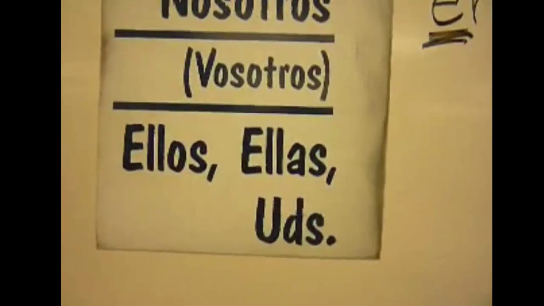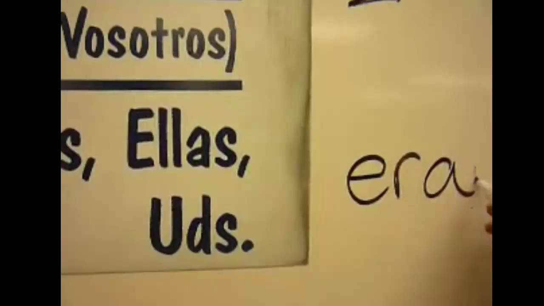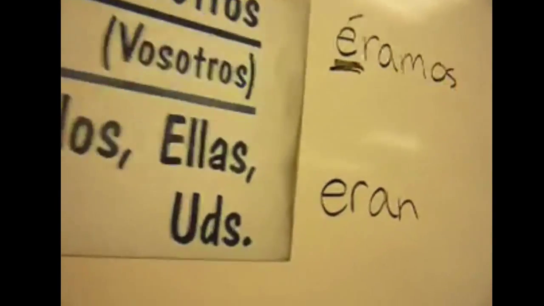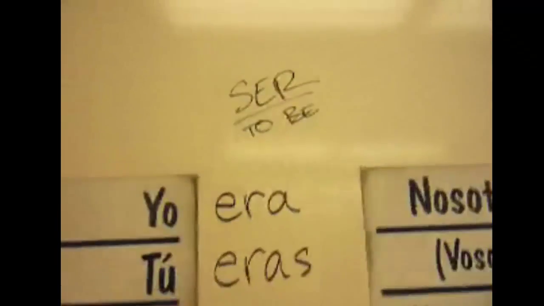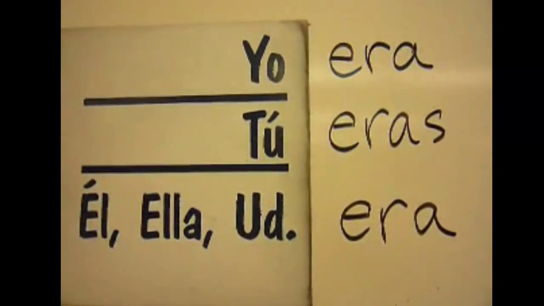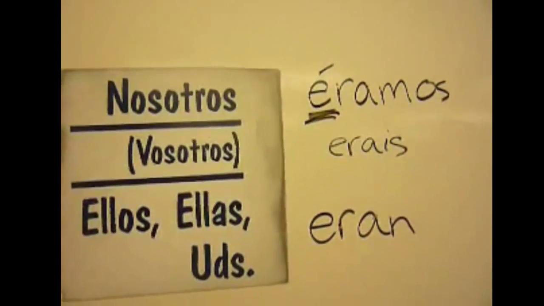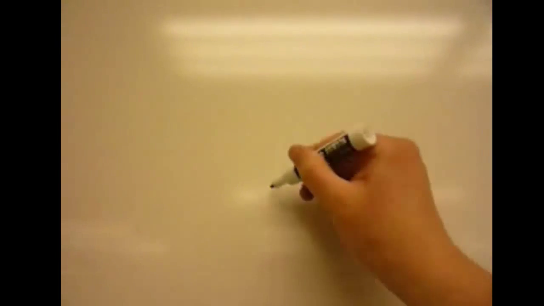Let's see here. Oh, we got ellos, ellas, ustedes eran felices en su juventud. And if you're into the vosotros, erais. We won't be using that really in my class. Maybe you guys do, but it's only Spain. Era, eras, era. Éramos, erais, eran. Okay, these are the ser in the imperfect.